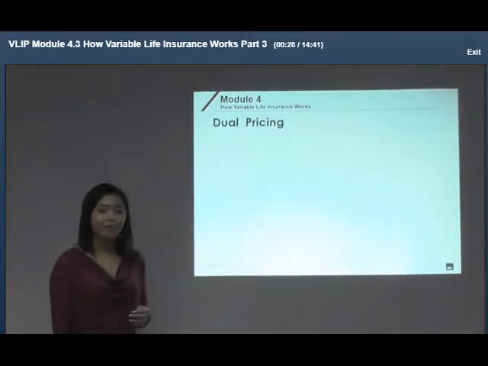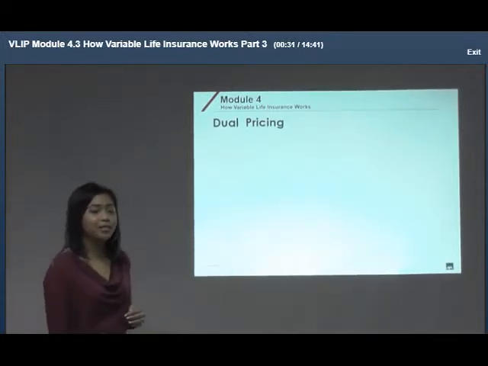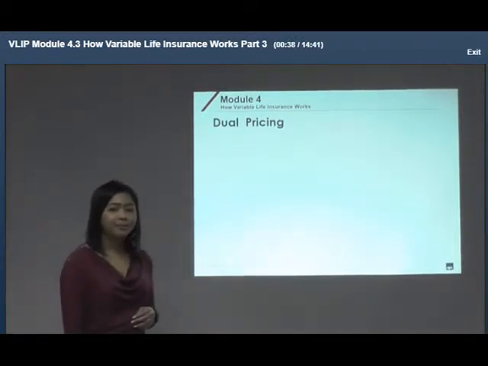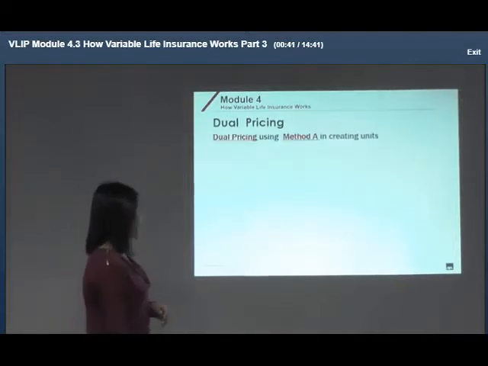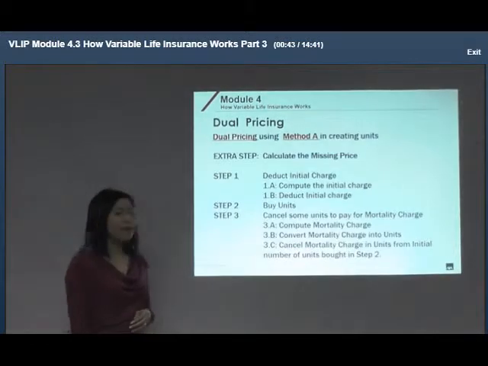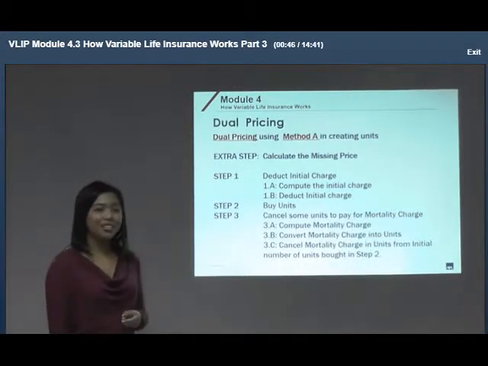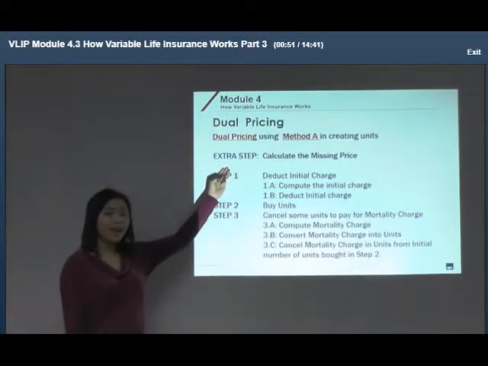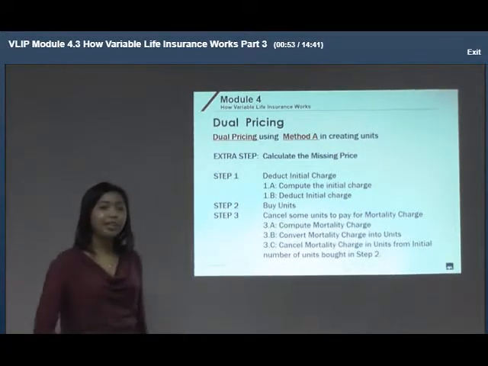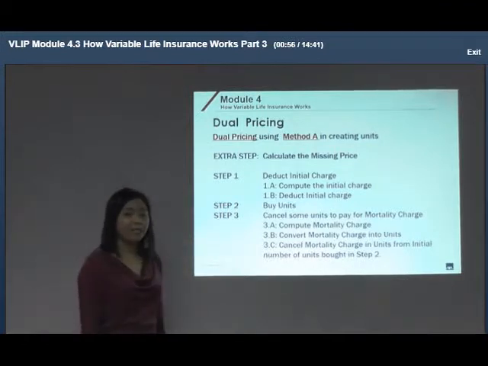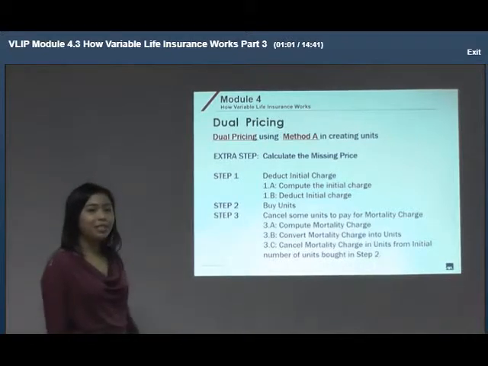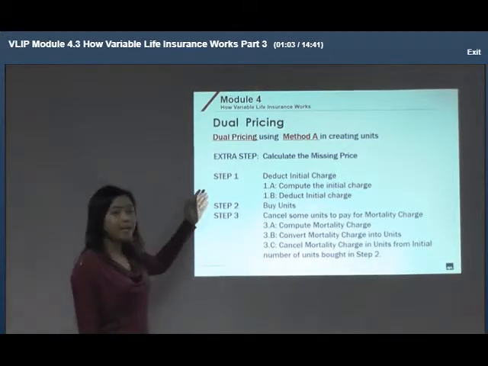As a review, method A is a simple three-step process. DBC: deduct, buy, and cancel. However, since two prices are quoted in the dual pricing method, we will have an extra step in our calculations. The first thing that we're gonna do is to calculate for the missing price. And then, we will resume to the simple three-step process, DBC.